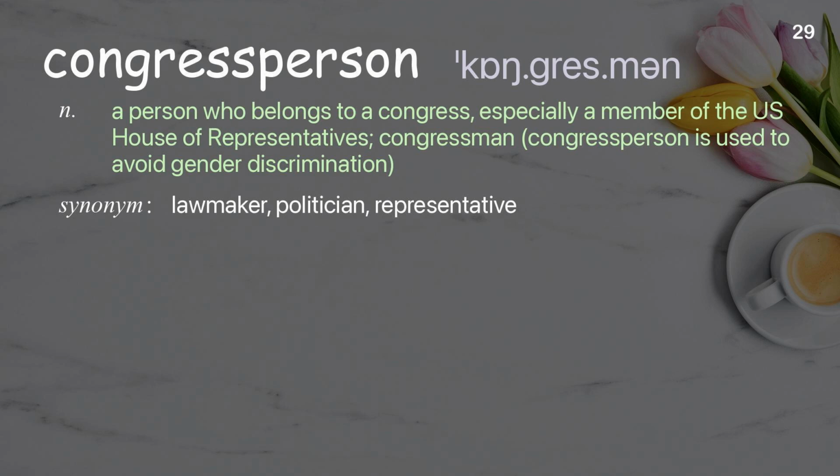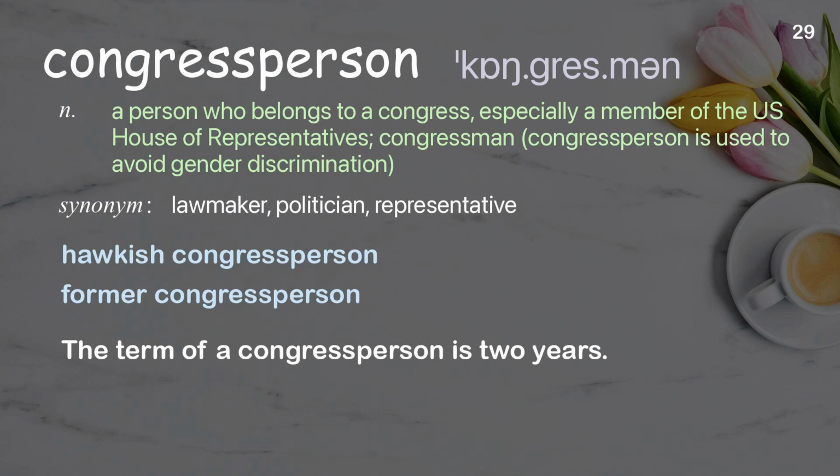Congressperson. A person who belongs to a Congress, especially a member of the U.S. House of Representatives. Congressman, congressperson is used to avoid gender discrimination. Examples: hawkish congressperson. Former congressperson. The term of a congressperson is 2 years.